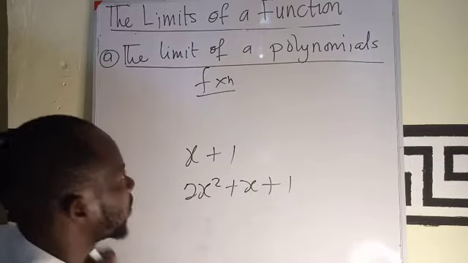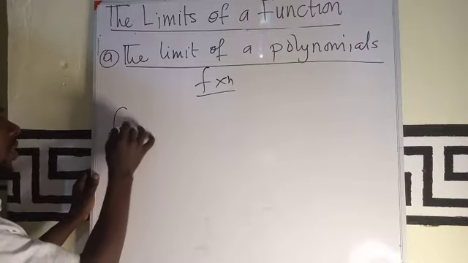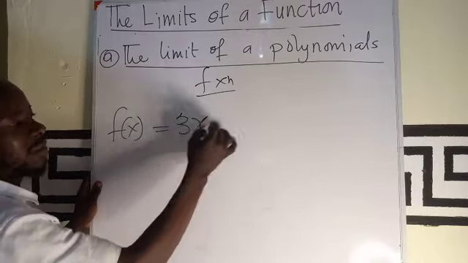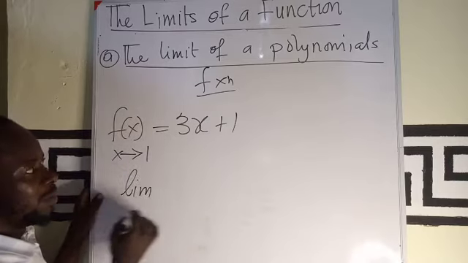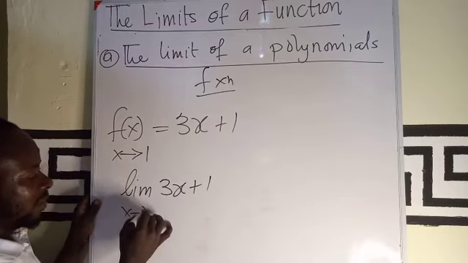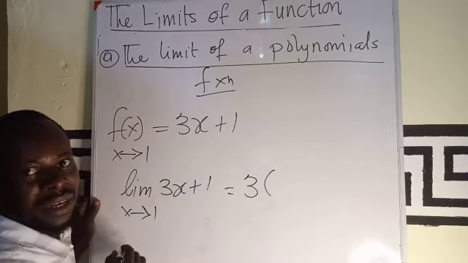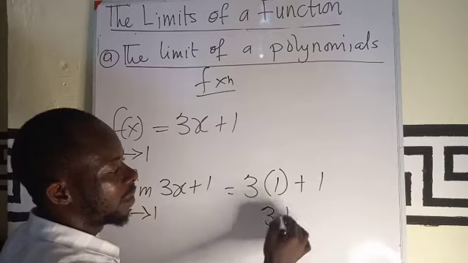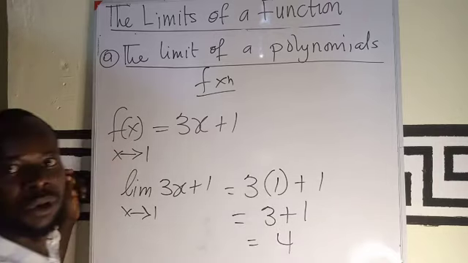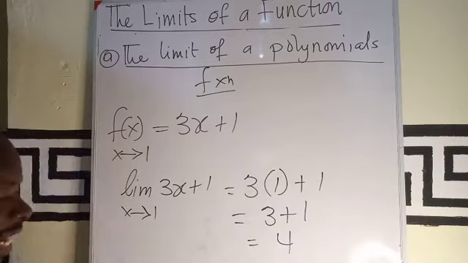If you want to find the limit of this, so for example, if I have a function equal to 3x plus 1, I have to know the limit of this function as x approaches 1. As x approaches 1, it means that the value of x in the function will assume 1. So the limit of 3x plus 1 as x approaches 1 becomes 3 times x, and x is assuming a value of 1, plus 1. If I multiply, I'm going to have 3 plus 1, and that will give me 4.